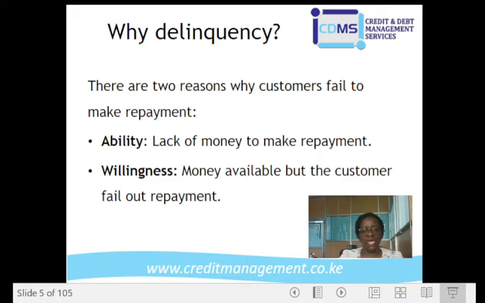Also, why do we get into a delinquency situation or condition? We normally say it is caused by two factors. One, the ability to make a payment, or lack of money in terms of making the payment, and this could be on the side of the customer. And the other one is willingness. The money is available, but the customer just fails to make a payment.